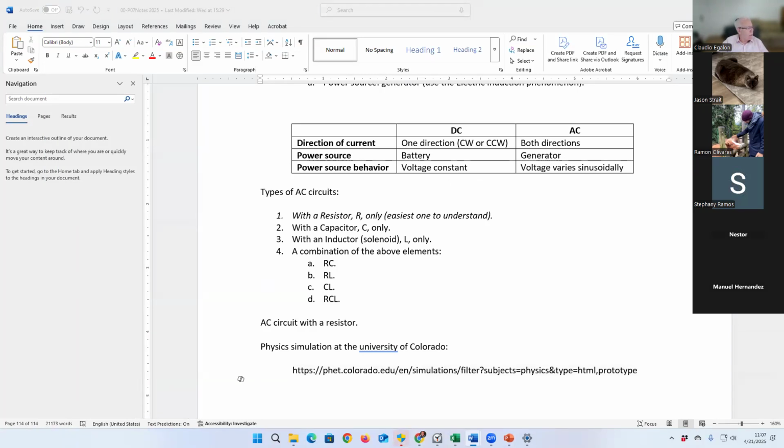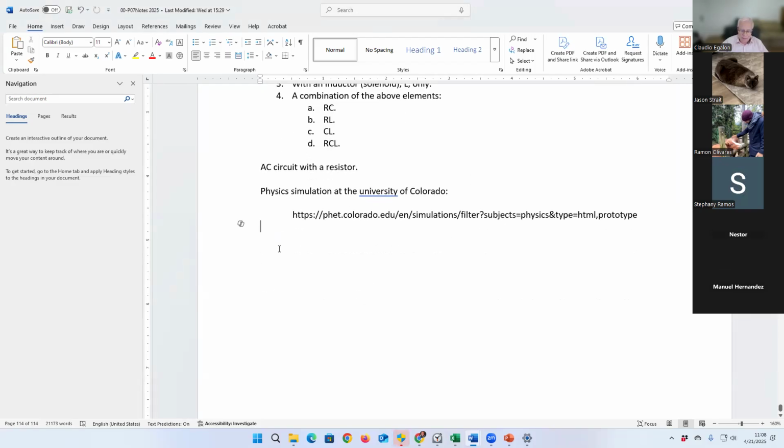Mathematically speaking, how do we treat this circuit? We start with the generator. The generator is generating this voltage that you see changes as time goes by. In the simulation, I was able to change the amplitude of the circuit and also the frequency, which can be written here as the angular frequency omega. 2 pi f is the angular frequency.